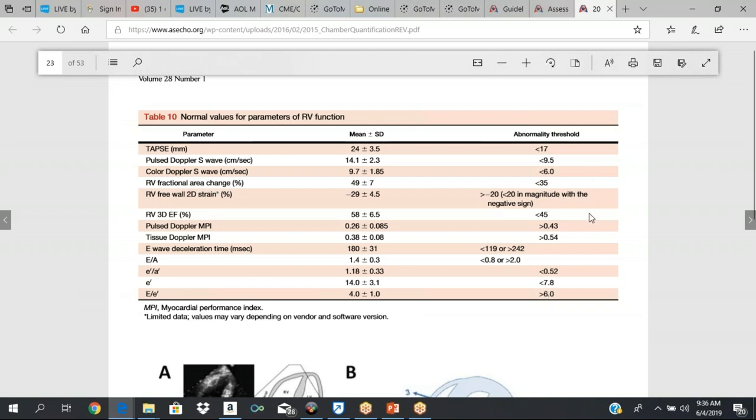So the numbers that you really need to know are the TAPSE less than 17, RV S prime less than 9.5, and for probably exam purposes, fractional area change less than 35% is abnormal, and then probably for exam your 3D ejection fraction less than 45% is abnormal. Okay. So those are some important numbers that you need to know.